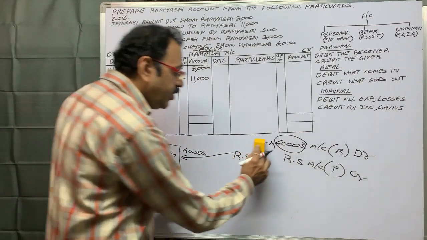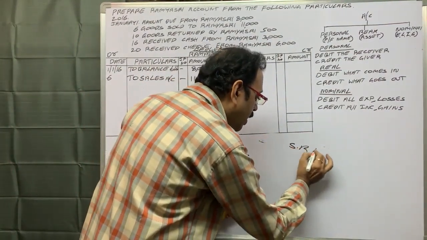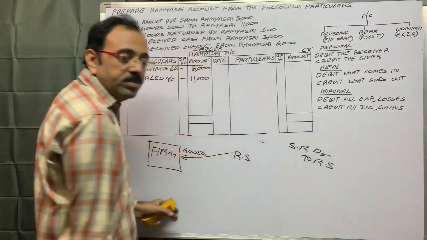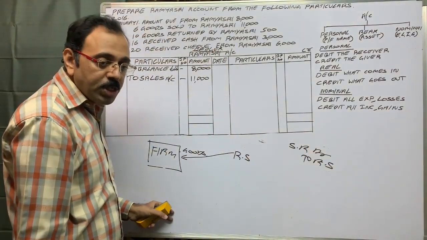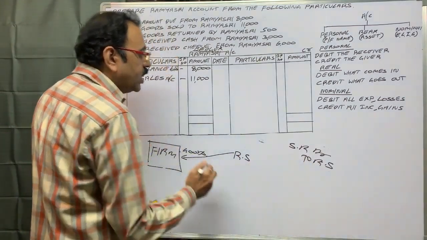Then what is the final entry? Sales returns account debtor to Ramyashri account. We are preparing Ramyashri account. It is in credit, so you have to post it on the credit side.